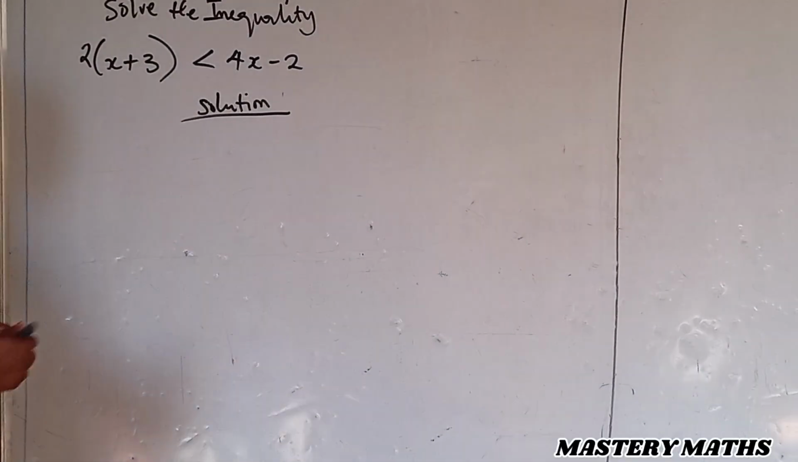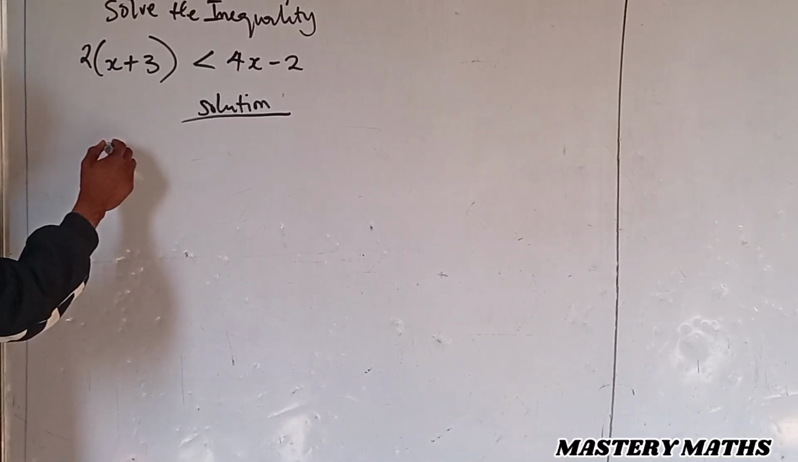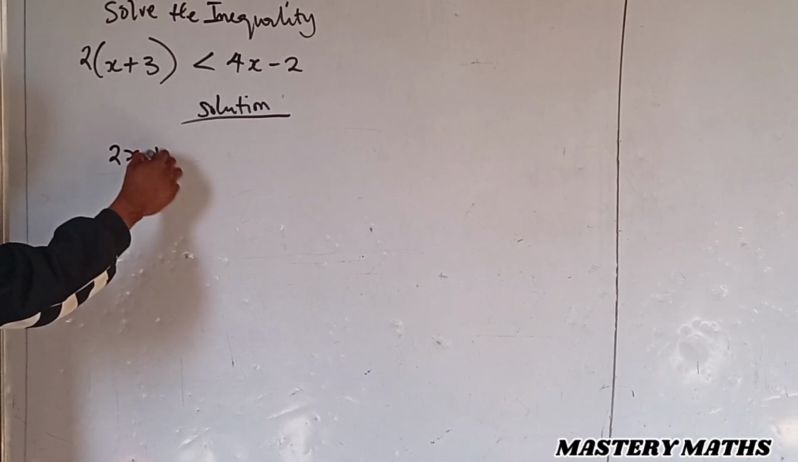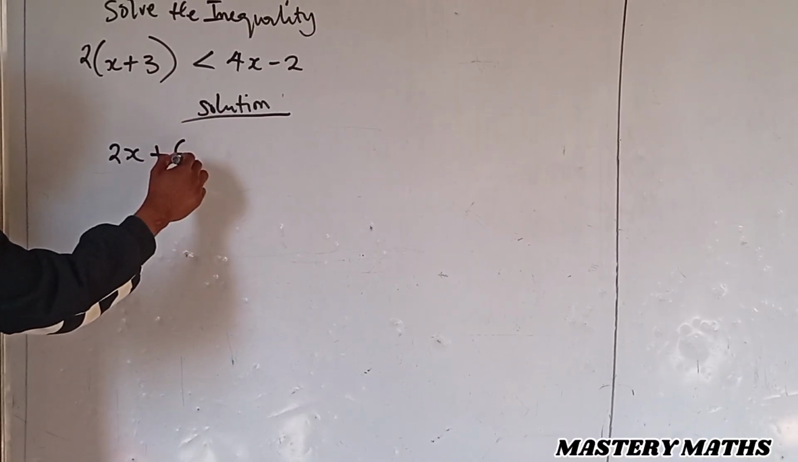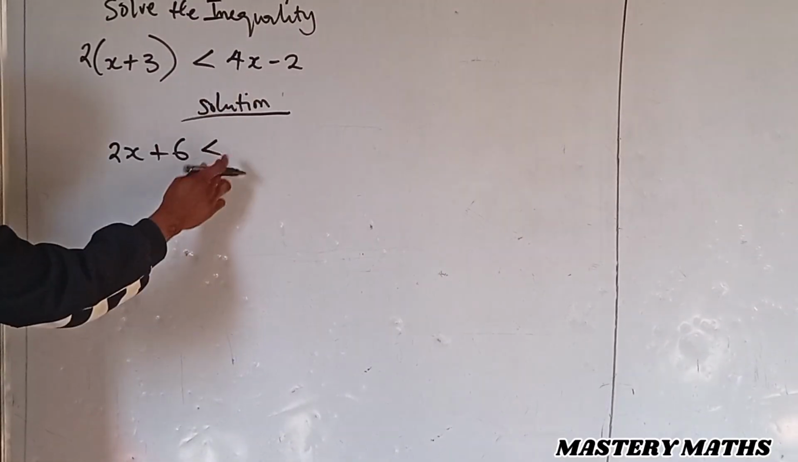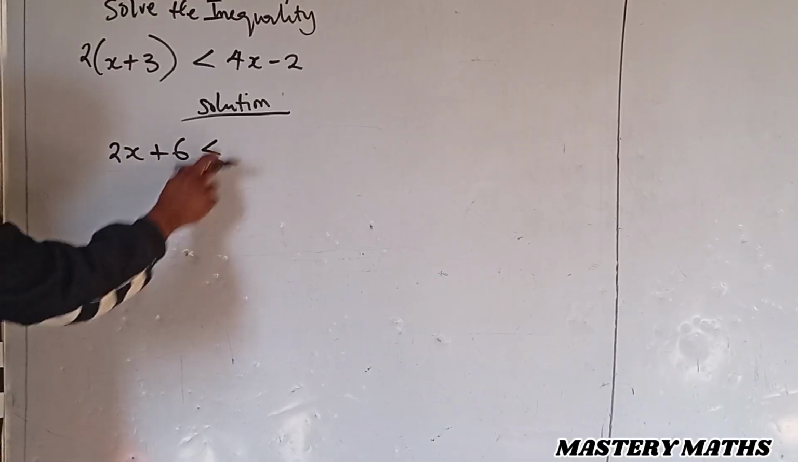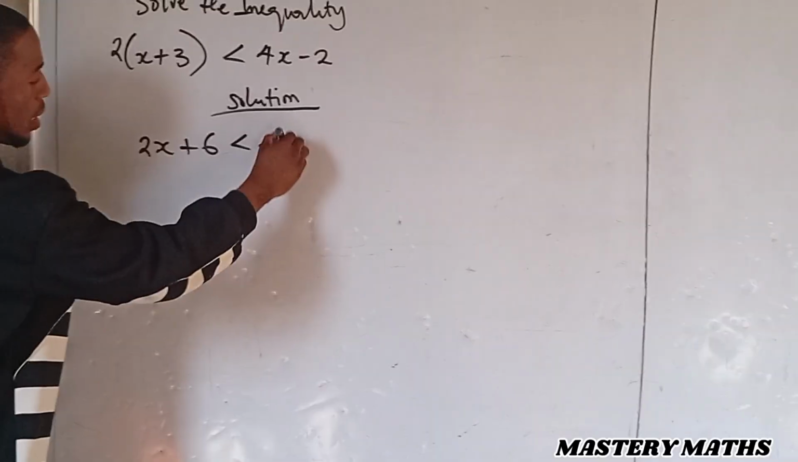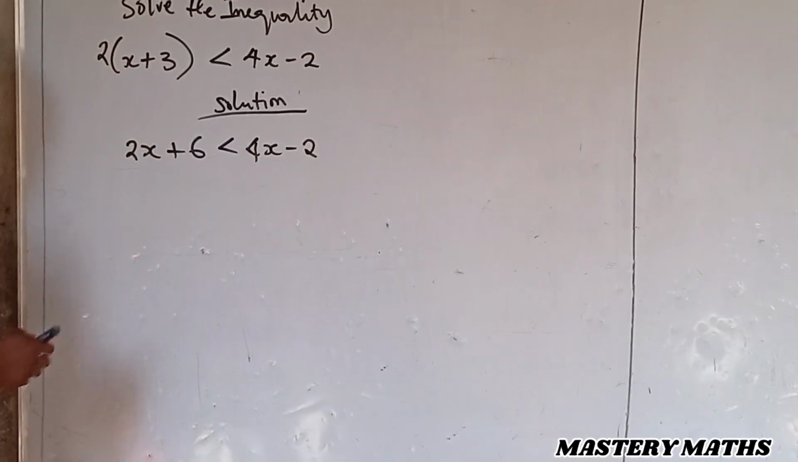Then you have, let's open the bracket. 2 times x will give us 2x plus 2 times 3 is 6. You bring down your inequality sign, and after that your 4x minus 2.